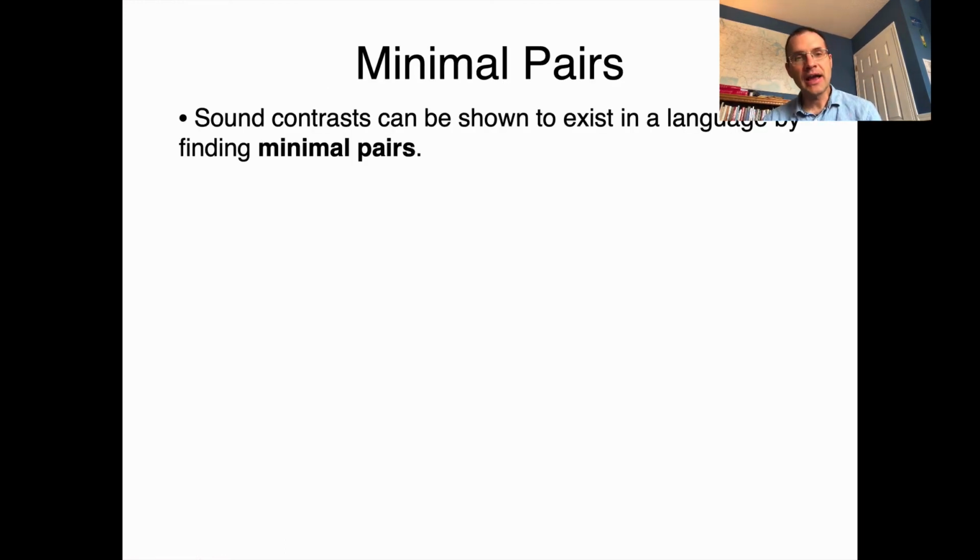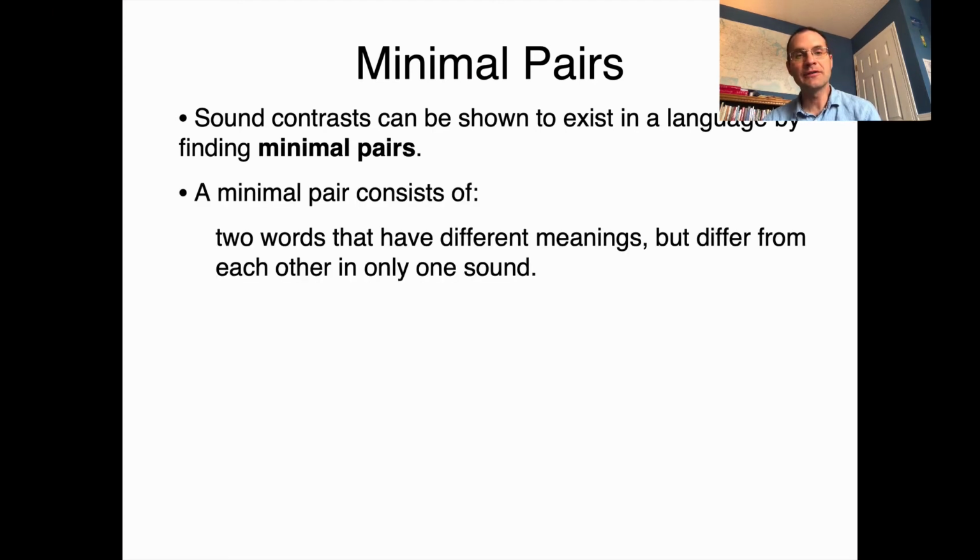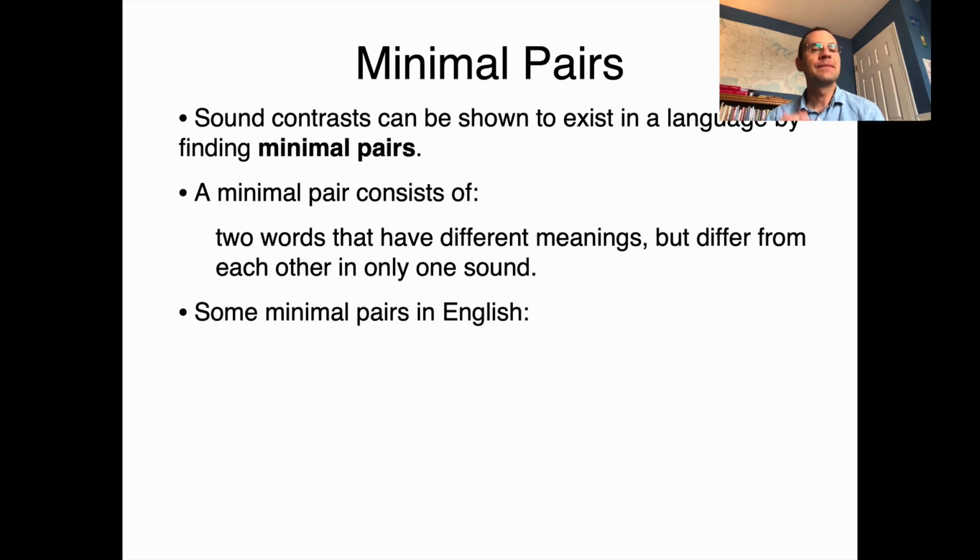So sound contrasts can be shown to exist in a language if you can find a minimal pair for them. A minimal pair, if you remember, or even if you don't, consists of two words that have different meanings but differ from each other in only one sound. That's the reason why those sounds are said to contrast with each other in these contexts, because by changing those sounds, you get different meanings, right? A basic example of a minimal pair in English that you see often in intro textbooks is a pair of words like pit and bit. So pit and bit would sound exactly the same if it were not for the different sounds at the beginning of the two words. The P versus the B, they mean different things altogether. I'm not going to explain the meaning. I'm sure you know what both of them mean.